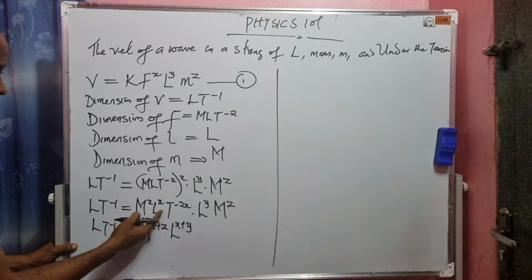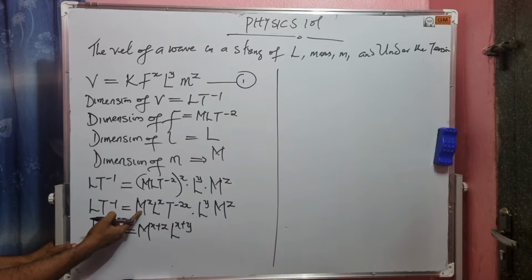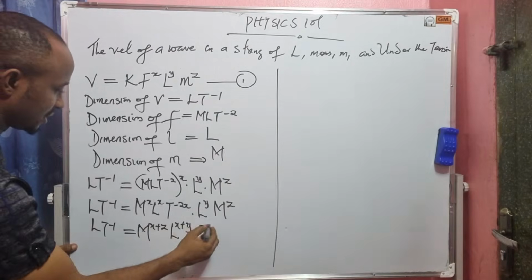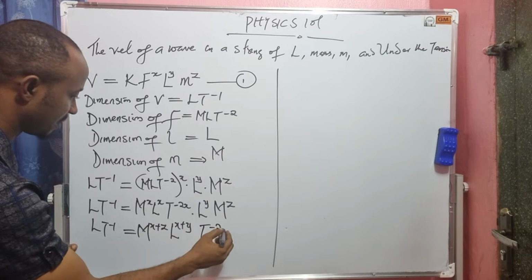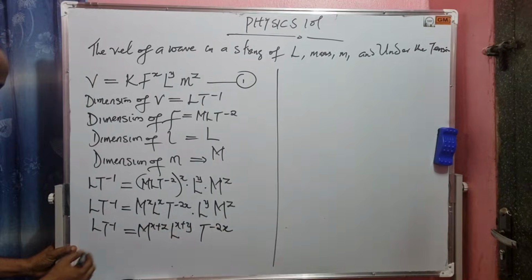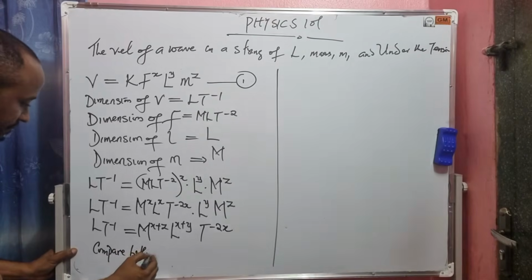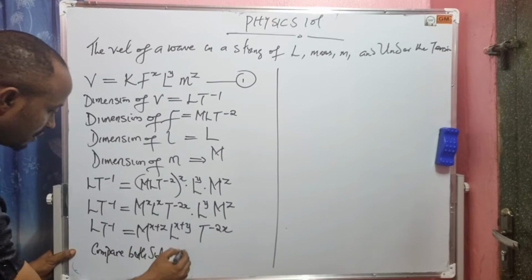The next is we have evaluated this, and this, and this. So we are left with T to the power of minus 2X. Now the next step is to compare both sides of the equation. We compare both sides of the equation.